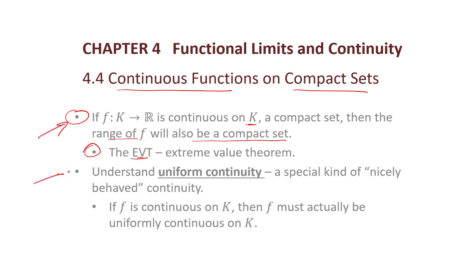The second big concept for today is understanding an idea called uniform continuity. This is a nicely behaved continuity. And it turns out that if I have a function f that is continuous on a compact set, then my function f is actually very nice. It is uniformly continuous. So these are some nice properties of compact sets. Let's begin.